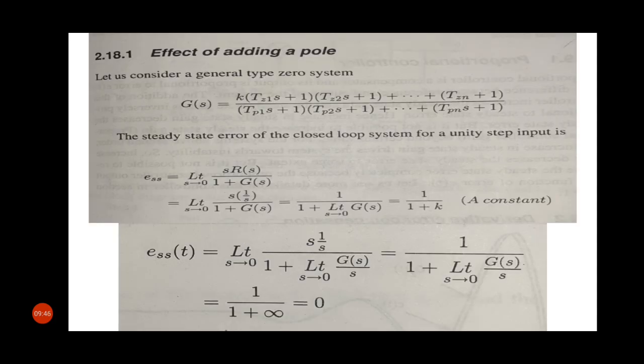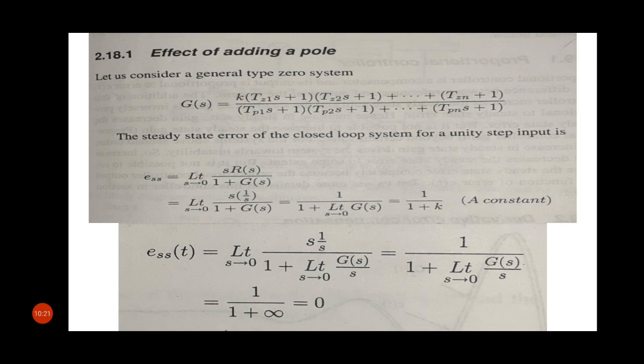Now come to the next effect, that is effect of adding a pole. So see, let us consider a general type 0 system. The general type 0 system G(s) equal to K into (Tz1 s plus 1) into (Tz2 s plus 1) like this, divided by (Tp1 s plus 1) into (Tp2 s plus 1) like this.